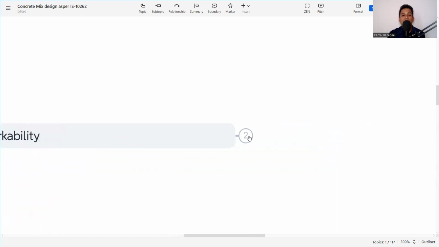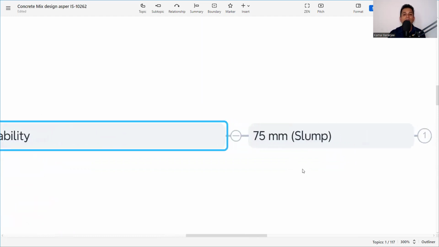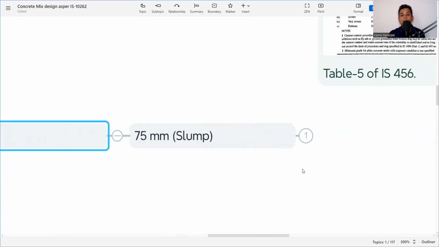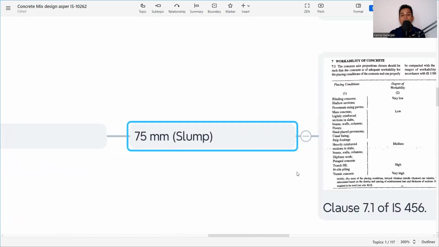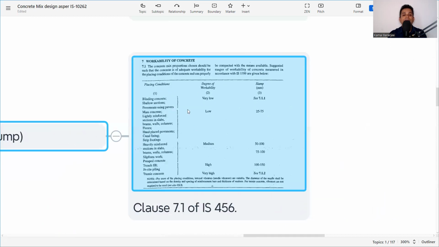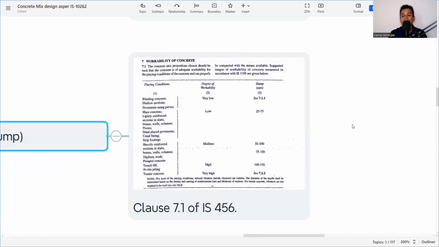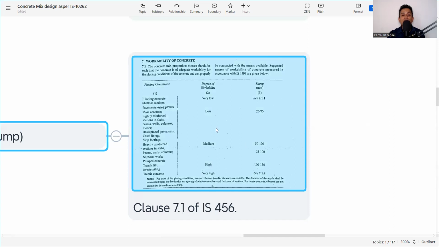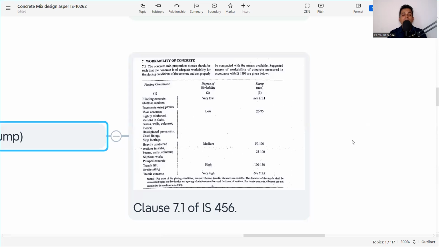Now in our case, whatever we are choosing, the slump is 75. And the minimum condition is clause 7.1 of IS 456, which mentions how you can select the workability of the concrete. The concrete mix proportion chosen should be such that the concrete has adequate workability for the placing condition and can be properly compacted with the means available. So these are the degrees of workability: very low, low, medium, high, very high. We have chosen 50 to 100, that is medium, and it is non-pumpable.